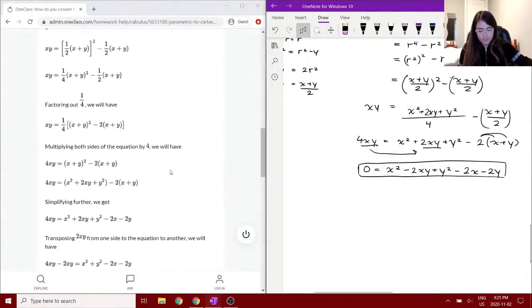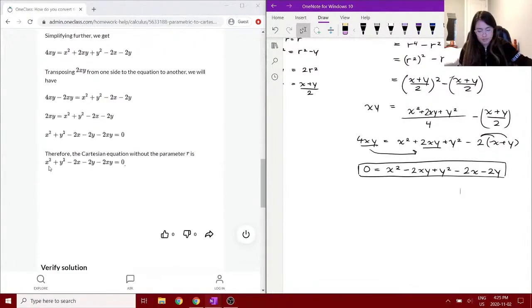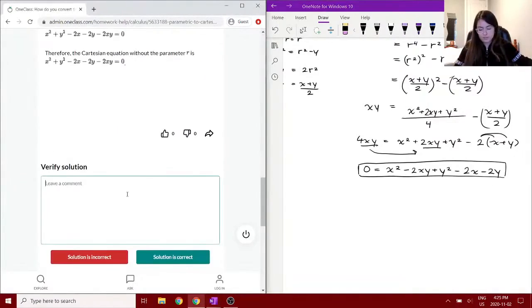Just checking the answer here. We have all the same terms: x squared, y squared, minus 2x, minus 2y, and minus 2xy is equal to 0. Great. Let me just leave a comment. Okay. Good work. Correct solution.